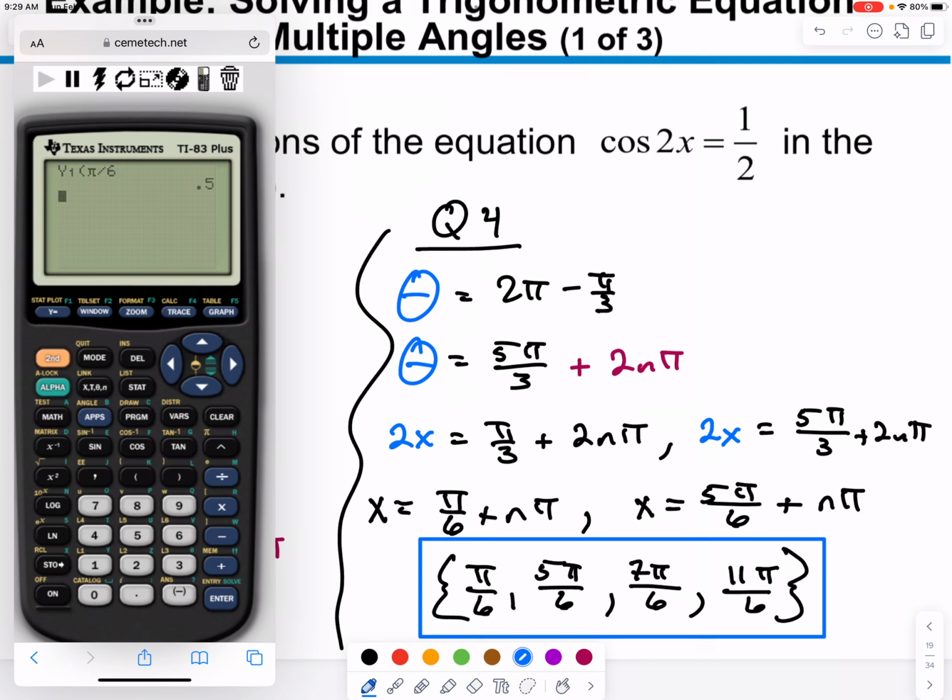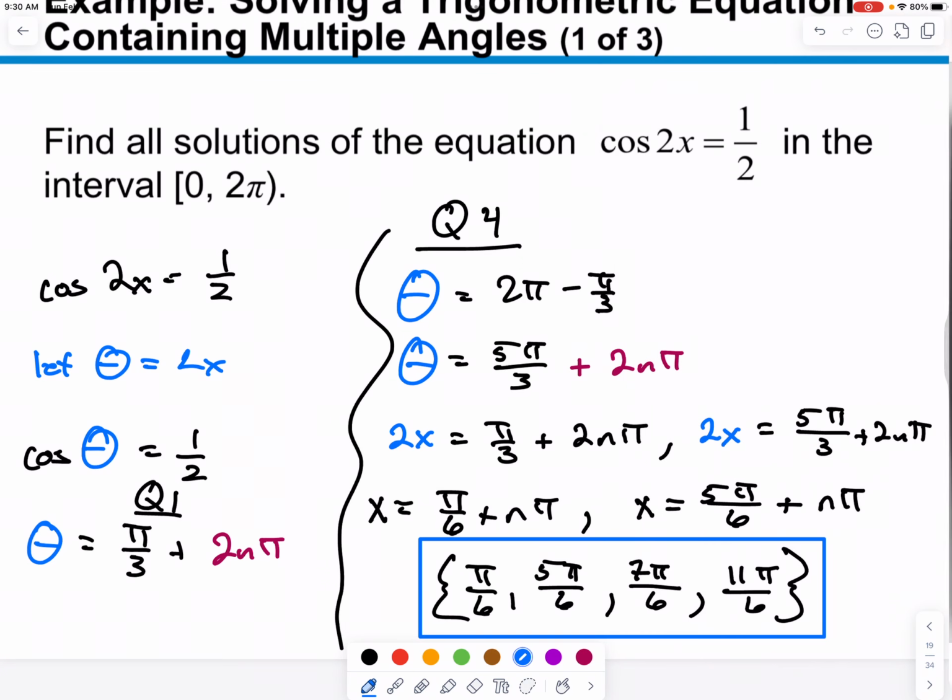Okay, and a half is correct. Let's try 5 pi/6. Should get the same thing. And then 7 pi/6. And lastly, 11 pi/6. Okay, I feel pretty good about these. So it's coming together. I know it's a little dicey along the way, but I think we're working out our kinks, all right? And it seems like it's coming together.